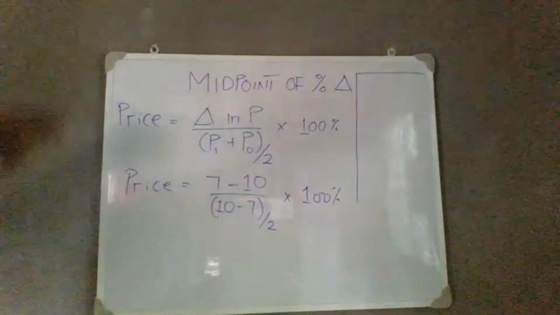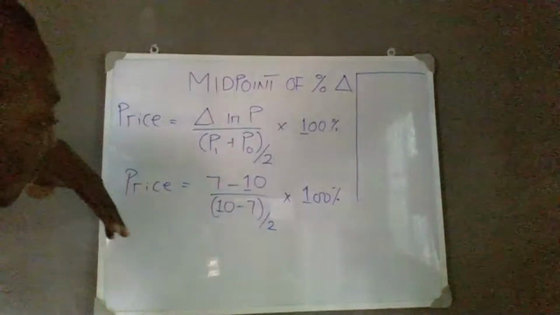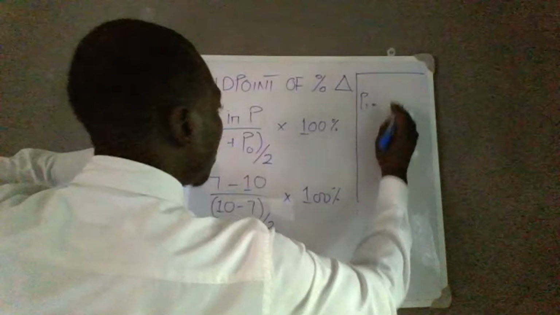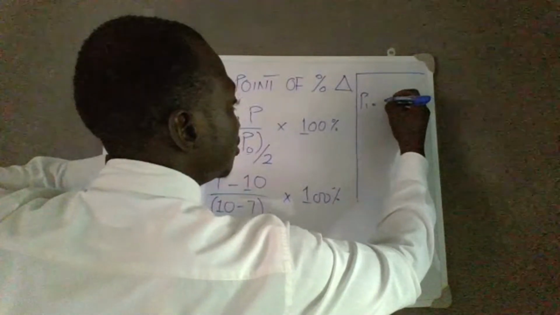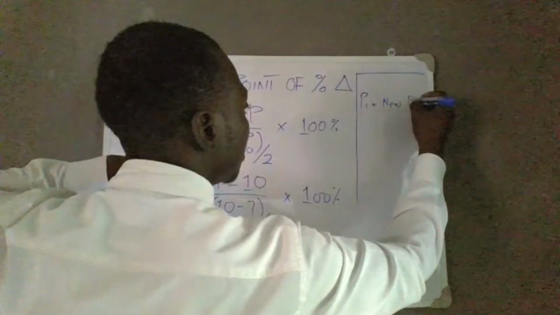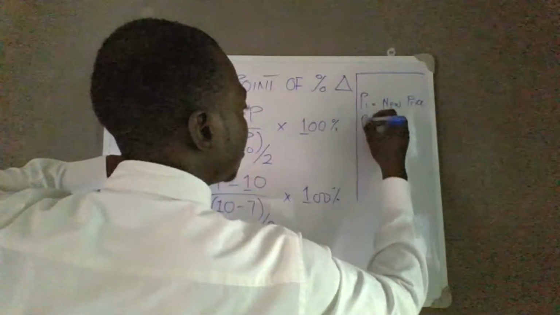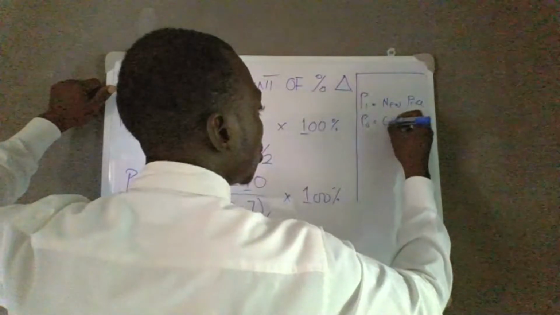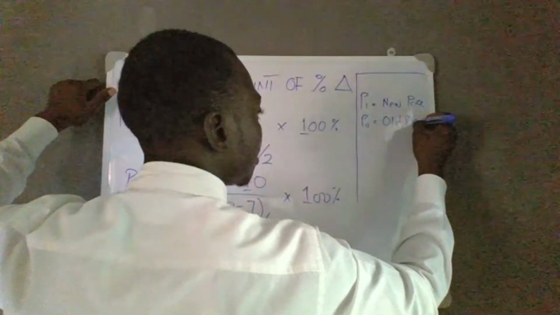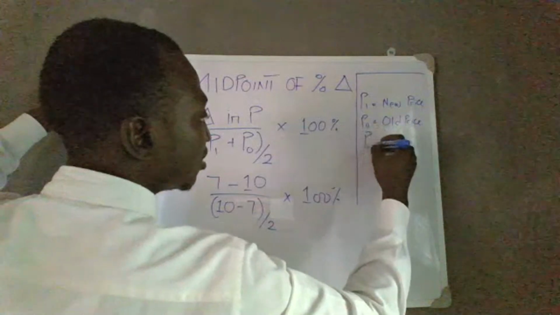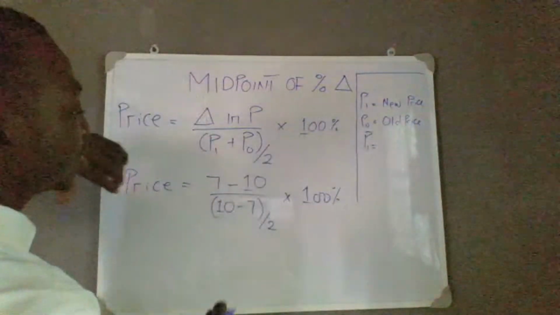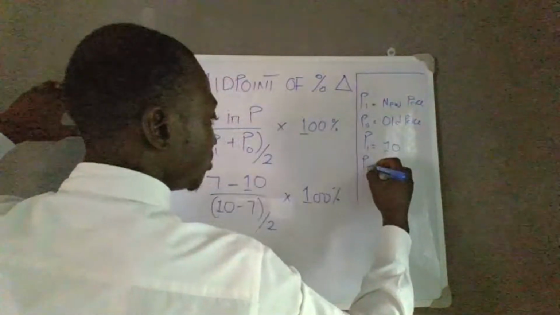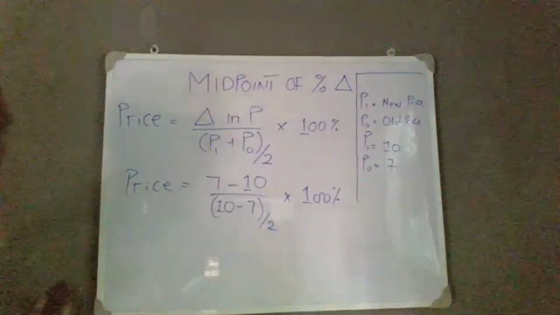Now we have our change in price. With this, P1 equals the new price, and P0 equals the old price. So P1 equals 10, and our P0 equals 7.